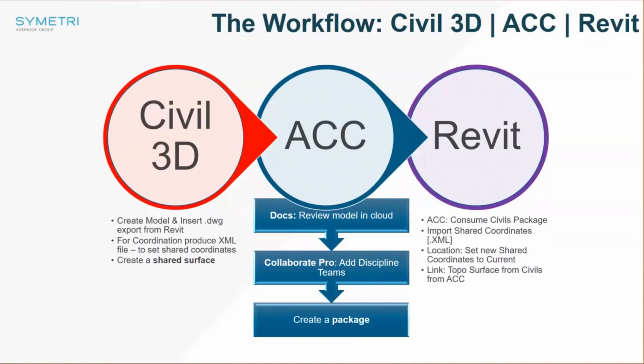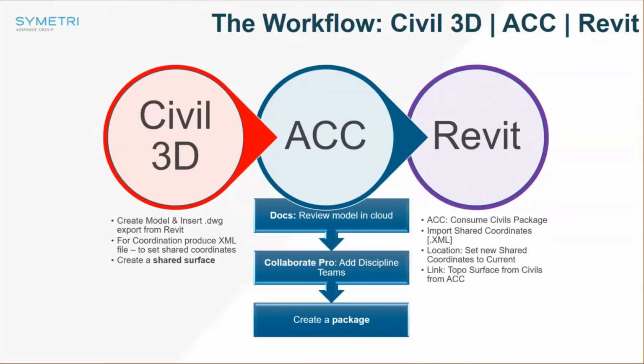Then within the Revit side of things, we can go in and consume that information. So as the architect in this example, I could go in and take on board anything that the Civil 3D team have created within their package, and I can import that shared coordinate, and I can now have my model in exactly the same location as where it should be in world coordinates.